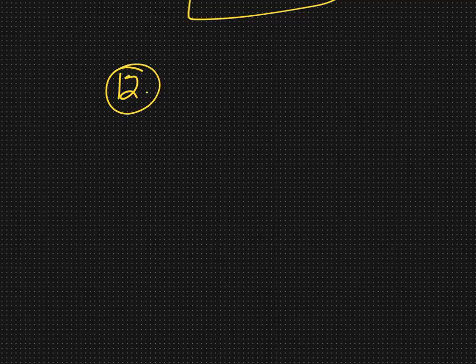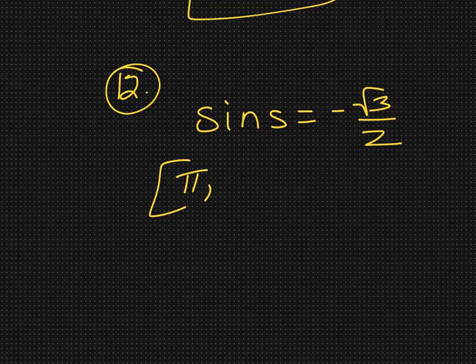says sine of s is equal to negative root 3 over 2. But this time we're put on the interval from pi to 3 pi over 2. So it's just a unit circle problem. You have to know where sine is equal to negative root 3 over 2 on the interval from pi to 3 pi over 2. And the answer here turns out to be 4 pi over 3 radians.